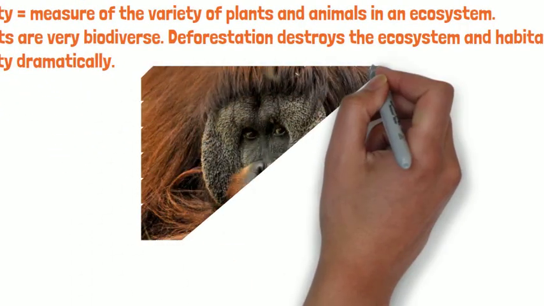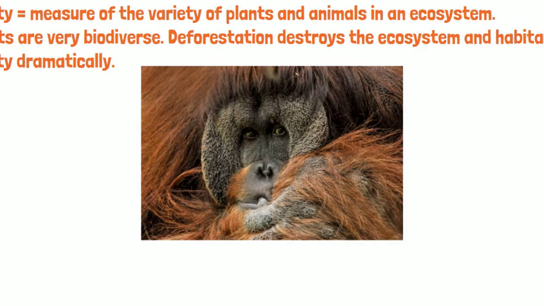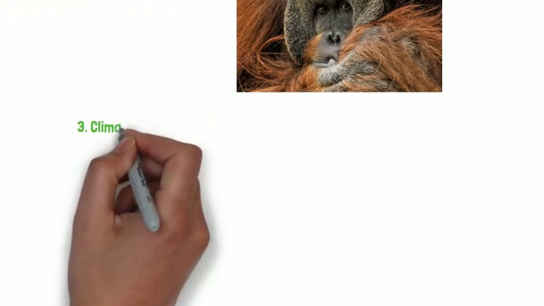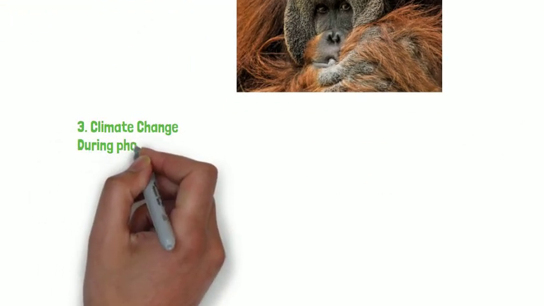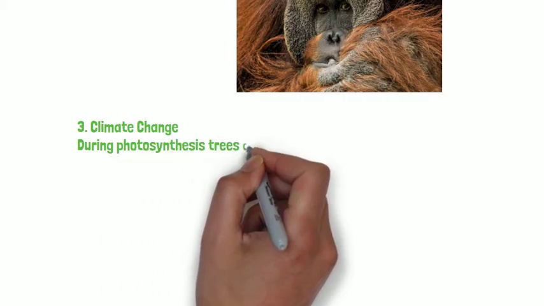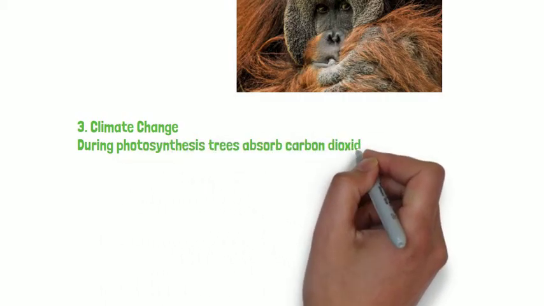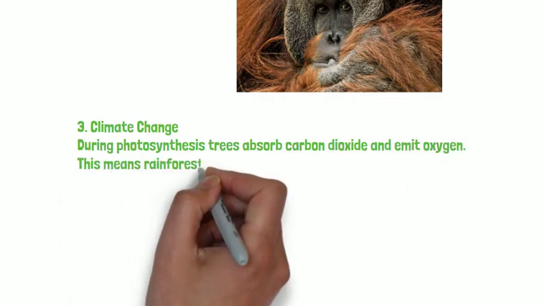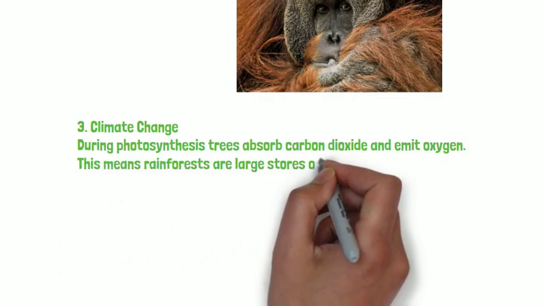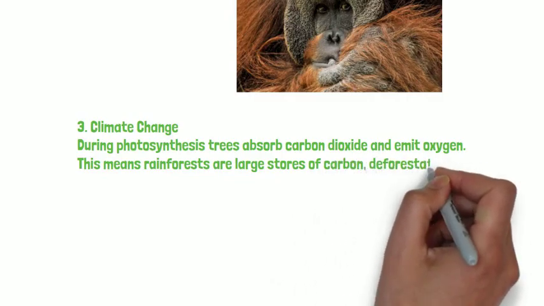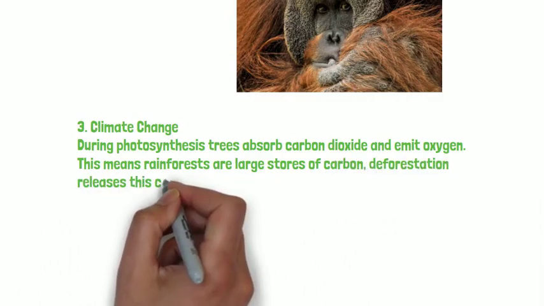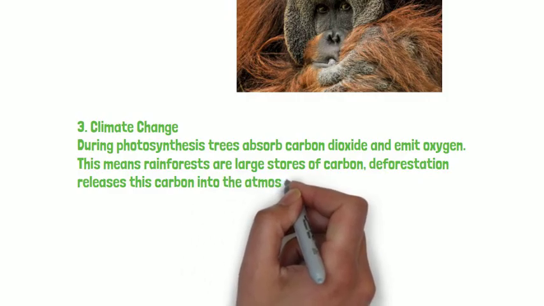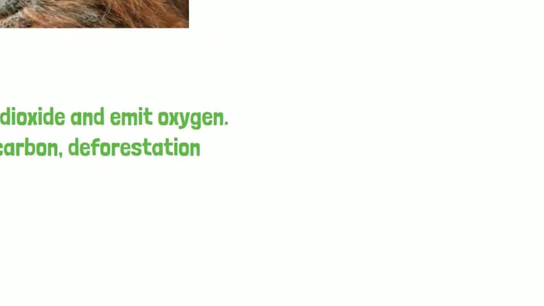Our third impact is climate change. So during photosynthesis, trees absorb carbon dioxide and emit oxygen. So this means that rainforests are large stores of carbon. So during deforestation and the burning of these trees, the carbon is then released into the atmosphere, which obviously impacts on climate change and global warming.